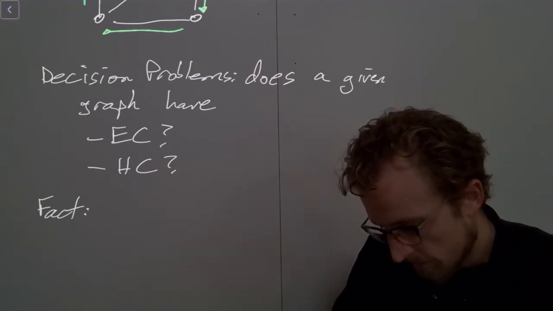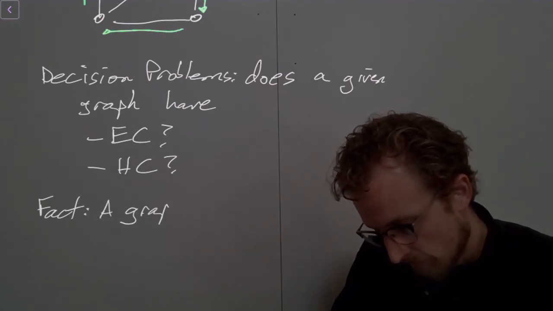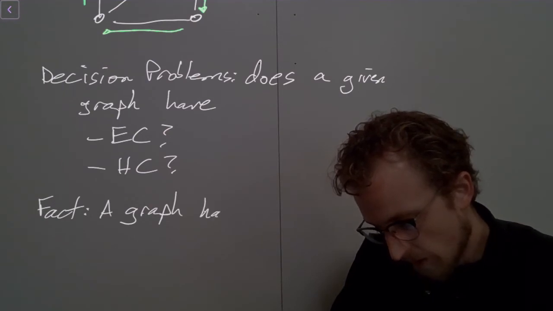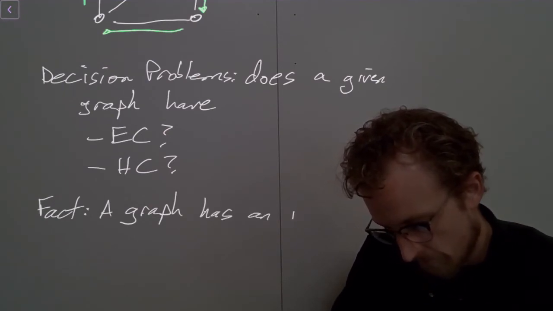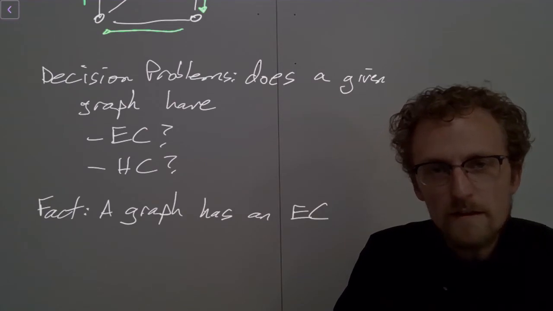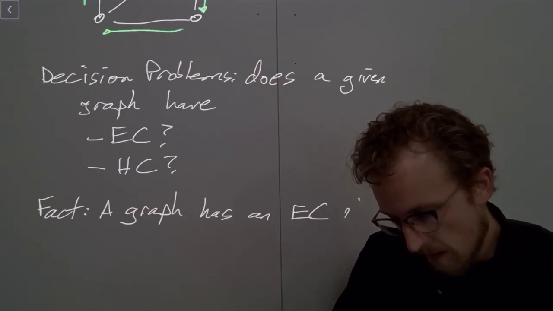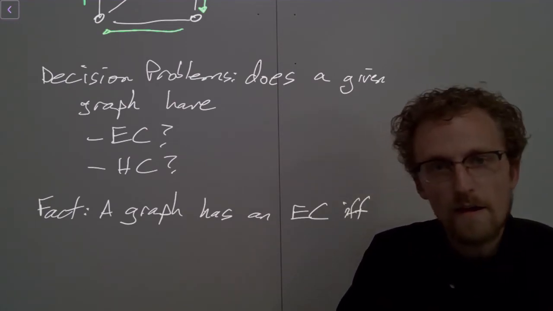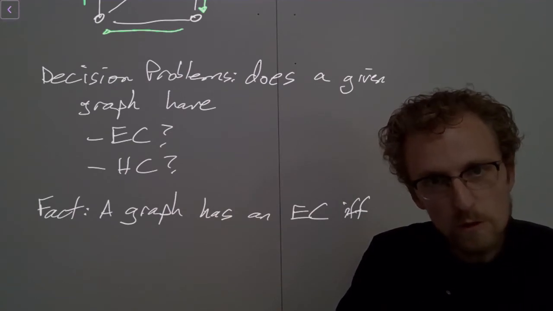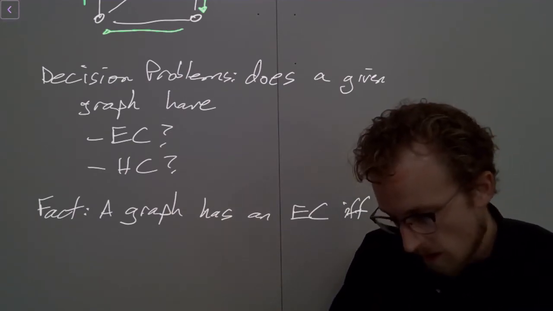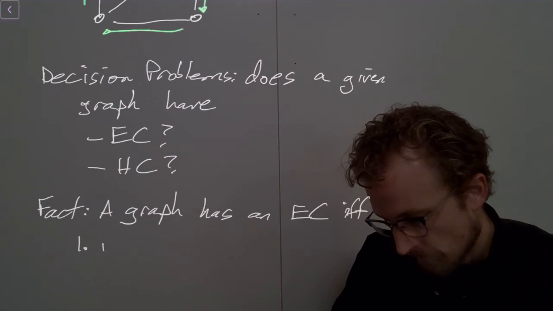So here's our fact. A graph has an EC, an Eulerian circuit, if and only if, IFF for if and only if, right? This is a two-way implication. If and only if, one, it is connected.